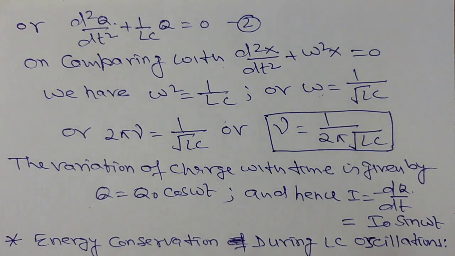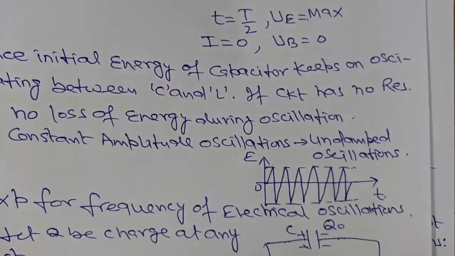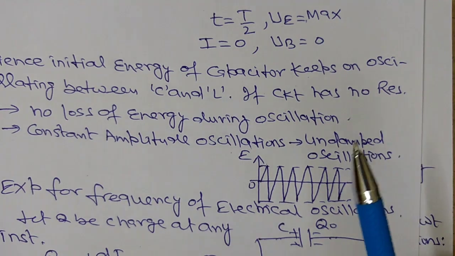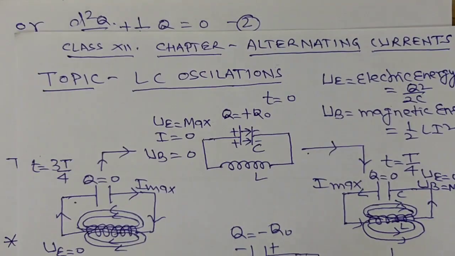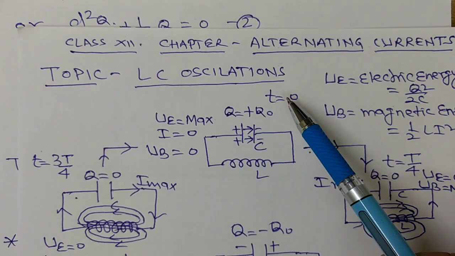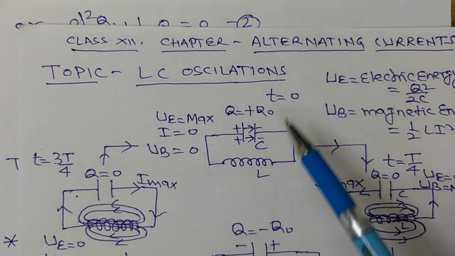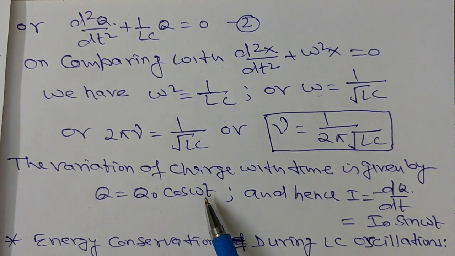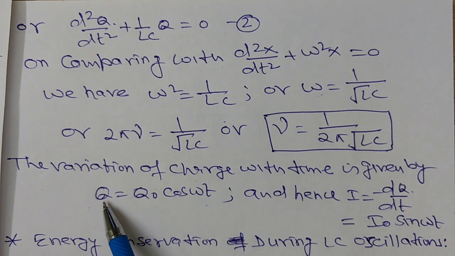Now, the variation of the charge with the time is given by capital Q = Q₀ cos ωt. The charge on the capacitor at any instant, right, at t = 0, the charge on the capacitor is plus Q₀. Now put here t = 0, and this is cos 0, and cos 0 is 1, and therefore charge on the capacitor is maximum.